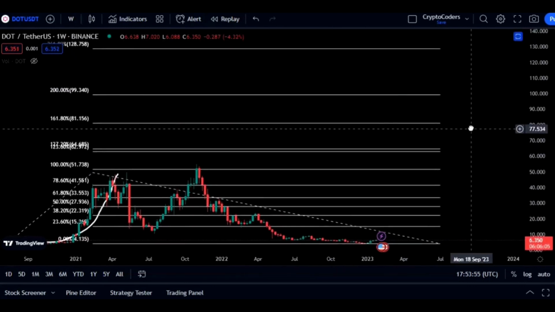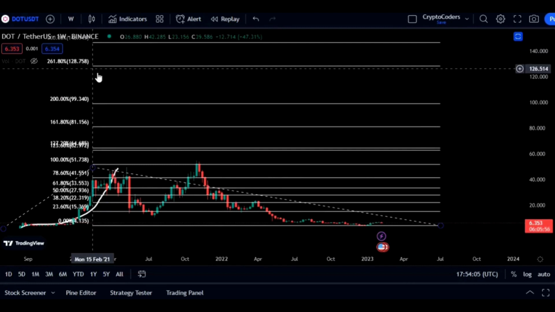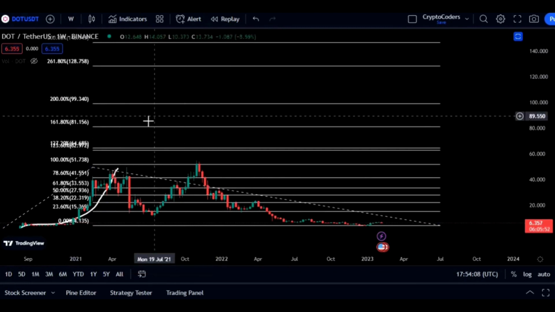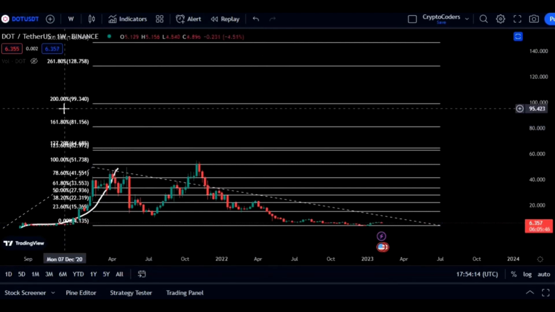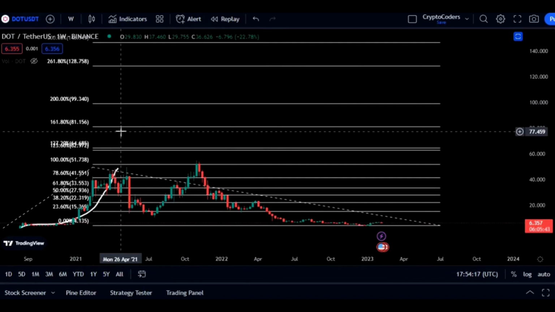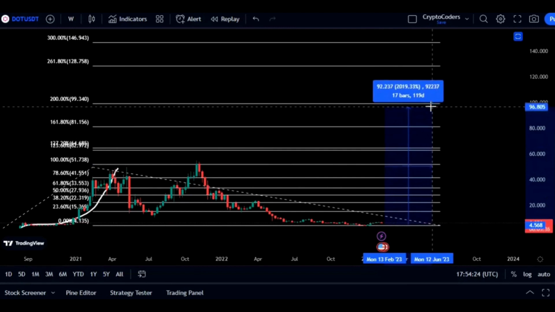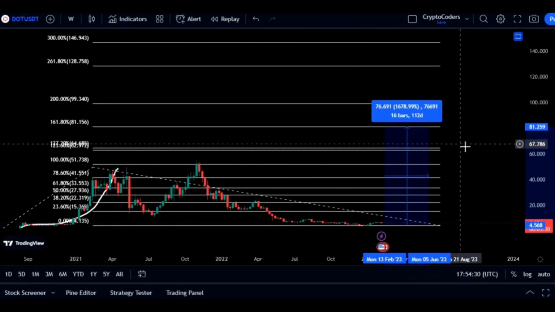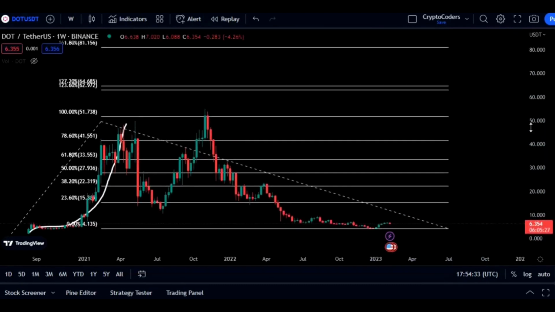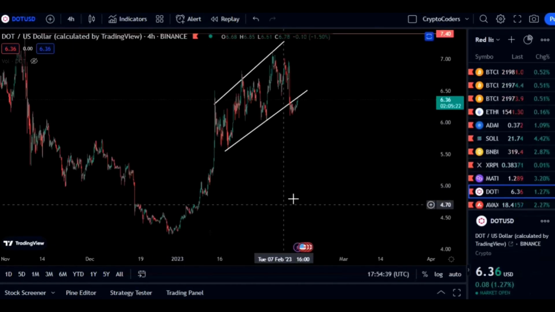Wave 3 can extend up to the 261.8% fib level at around $128.7. These targets are not fixed, they can vary a little, but the most likely target is the 161.8, which is the minimum target for wave 3. So this gives Polkadot a whopping, I guess, at least a 15x from the bottom. So huge upside for Polkadot. Now let's dive into the lower time frame and see whether the bottom for Polkadot is in or not.